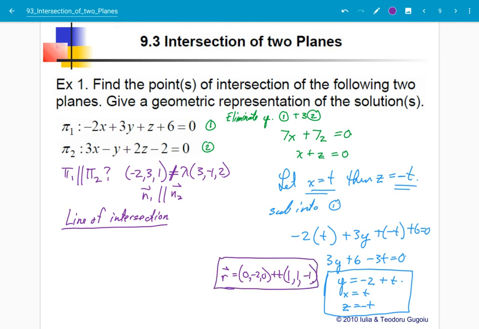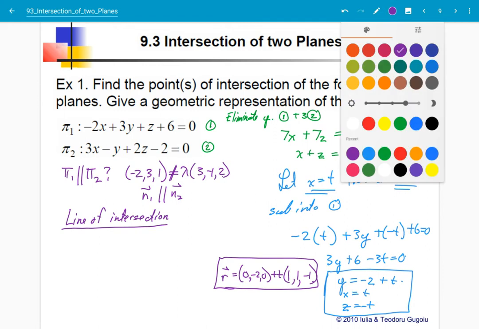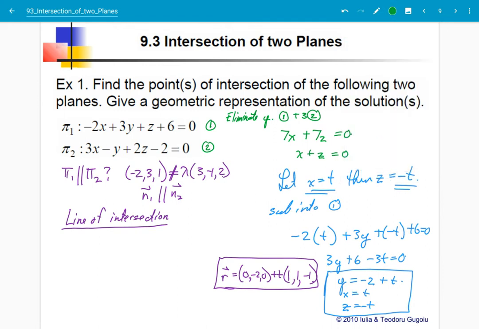Now, I want to verify something. I want you to cross normal 1. So this is an aside. It's not asking for this in the question. I'd like you to cross normal 1 with normal 2 and verify that the direction vector is (1, 1, -1), right? So we'll do the cross product.